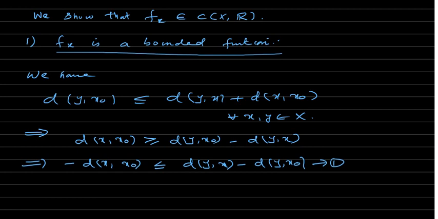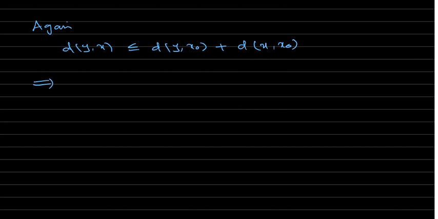Now what we do, we start with d(y, x). Right? So from here we started with d(y, x0), now we will start from d(y, x). Now again d(y, x) is less or equal to d(y, x0) plus d(x0, x), or d(x, x0). Now this is one and the same thing because d is a metric. So this gives d(x, x0) is greater or equal to d(y, x) minus d(y, x0).